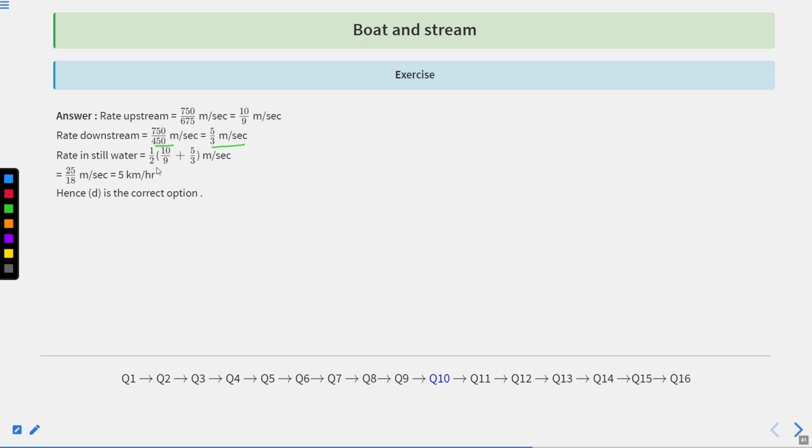So the rate in still water will be 1 upon 2 into (10 upon 9 plus 5 upon 3) meter per second. So that is 25 upon 18 meter per second, so it is going to be 5 kilometer per hour. That is option number D.